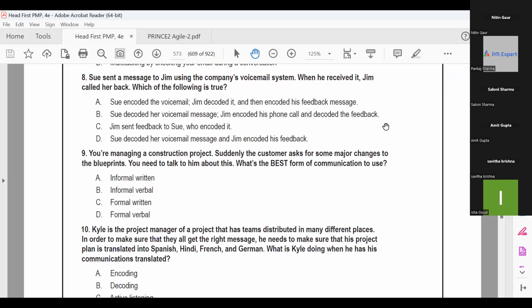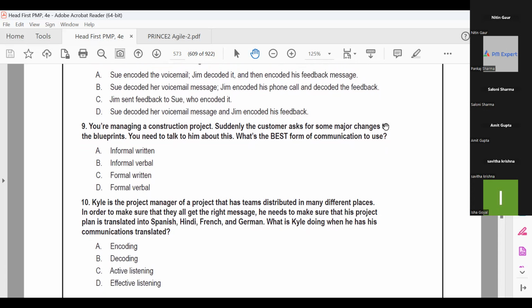Sue sent a message to Jim using the company's voicemail system. When he received it, Jim called her back. Which of the following is true? A. Absolutely. So do you all agree A?